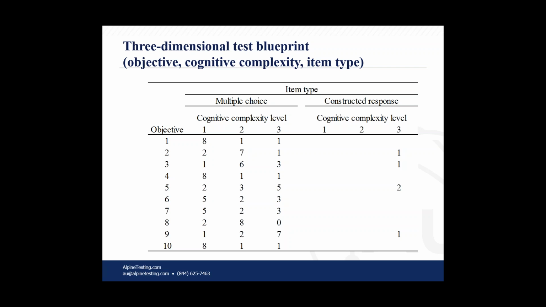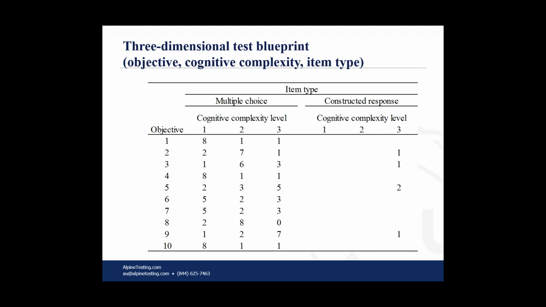Blueprints, again, they don't always have to be fancy. We just have a simple table here showing how many items, and we actually have a 3-dimensional blueprint here because we break it down by the objective, how many items do we need for each objective, but we break that down by item type, either multiple choice or constructed response, and cognitive complexity level.